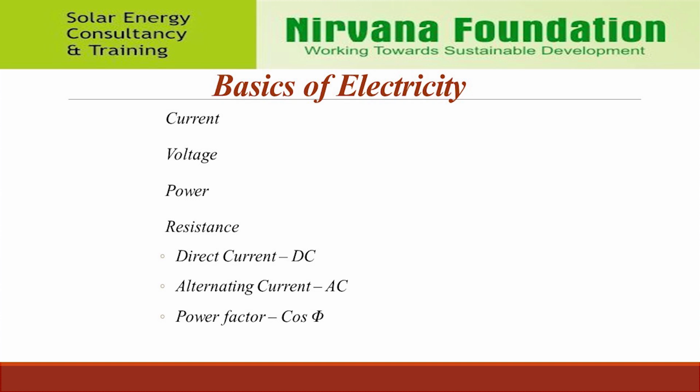Alternating current is an electric current which periodically reverses direction, in contrast to direct current which flows only in one direction. Power factor, cos phi. The power factor is the ratio between the power that can be used in an electric circuit and the power from the result of multiplication between the current and voltage of the circuit.